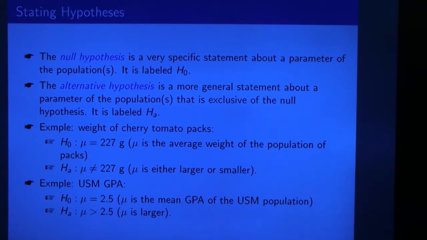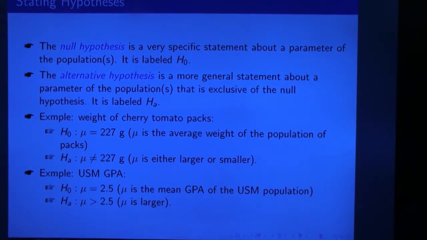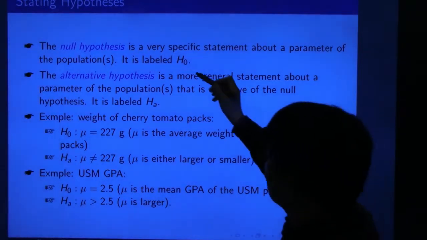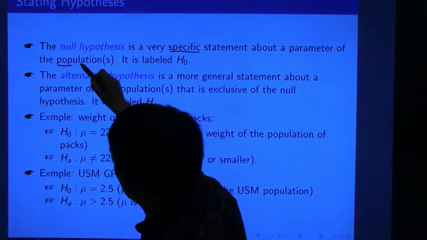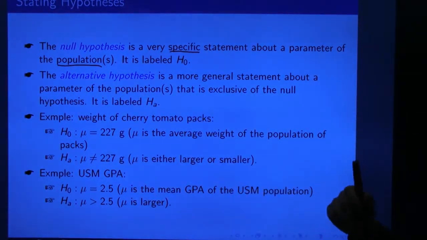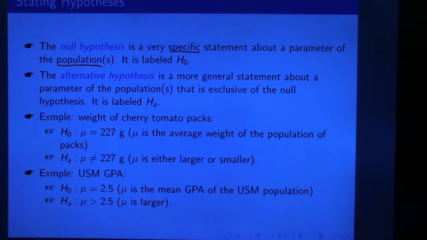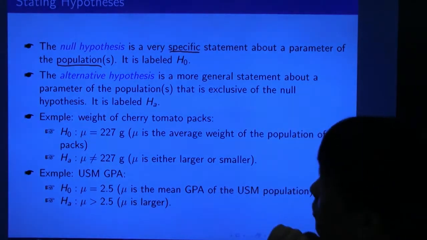Now we define some concepts for several hypotheses. The first one is the null hypothesis. It is a very specific statement about a parameter of the population. So a hypothesis is a specific statement about the population, again, not about the sample. It is labeled by H0.